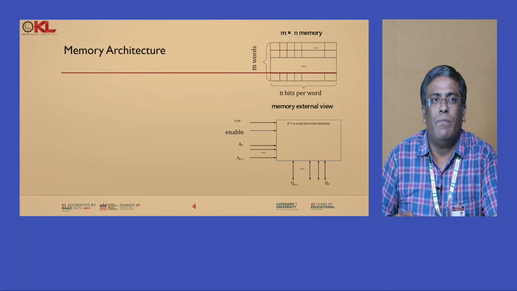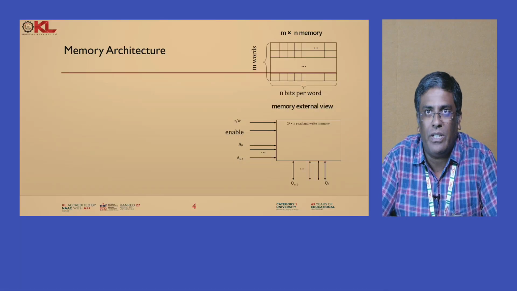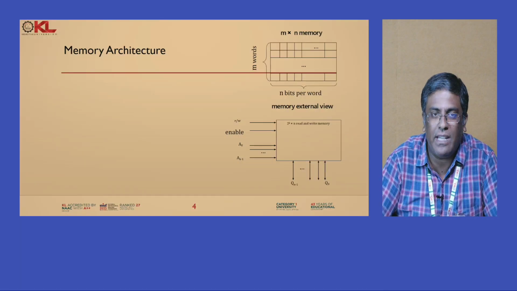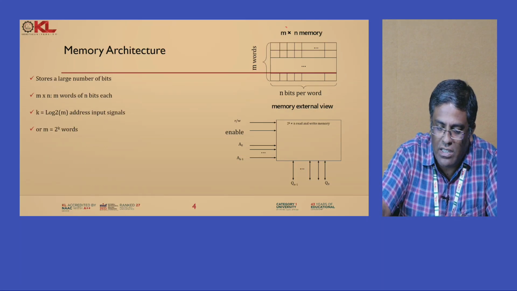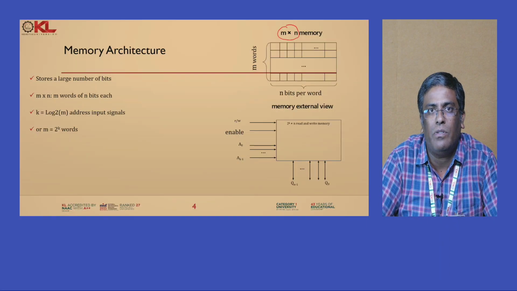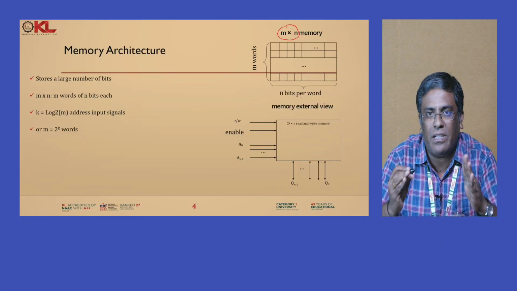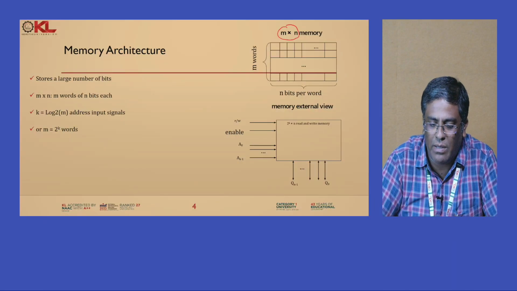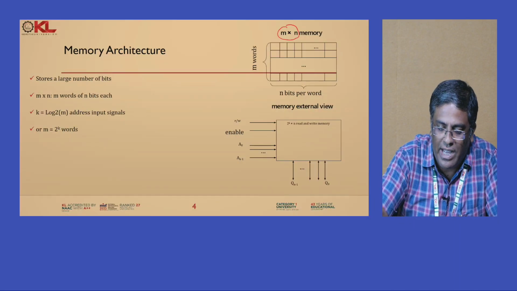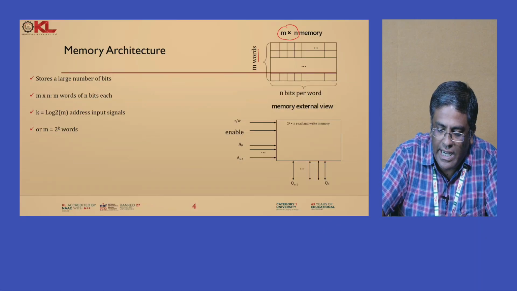So let's see how the general memory architecture of ROM is going to be available. We can see that it has a size of m cross n. Generally we talk about the memory architecture, the memory size, or the memory array format, that is nothing but m cross n, where m is indicating the words and n is indicating the number of bits in a word.